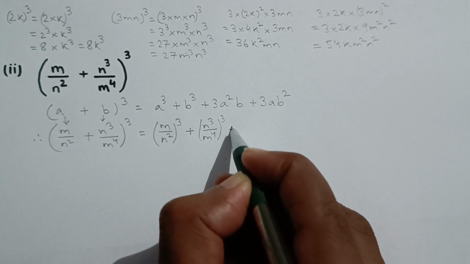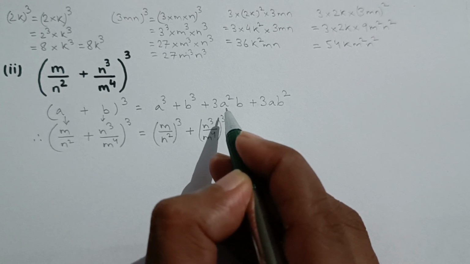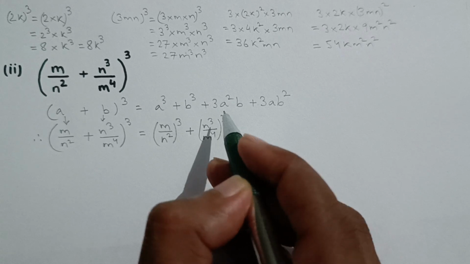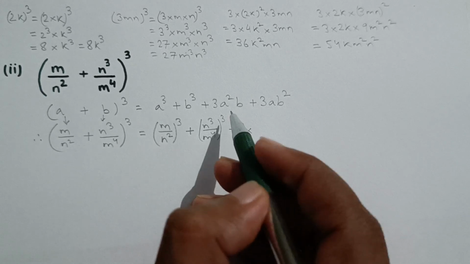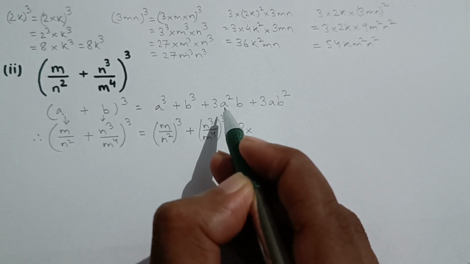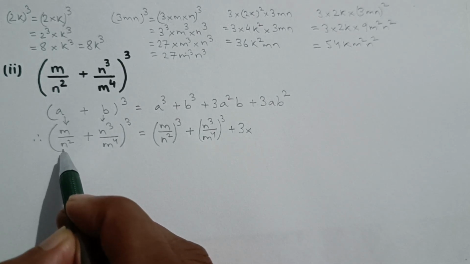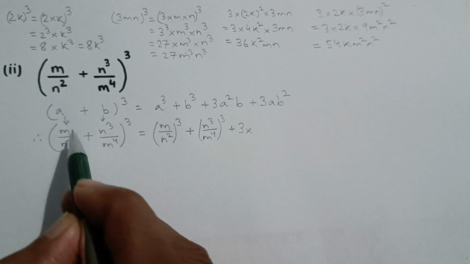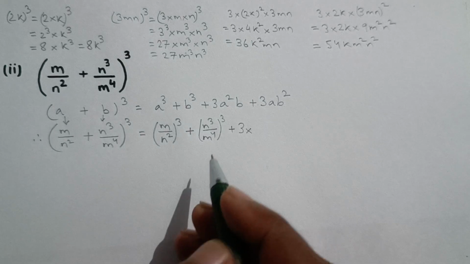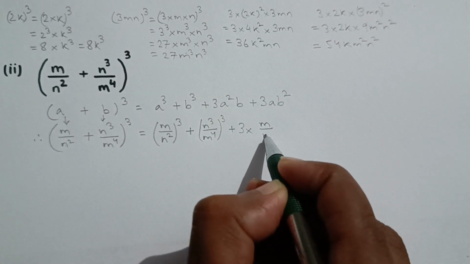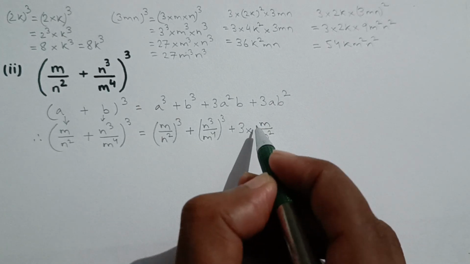Plus 3a square b. 3a square b means 3 into a square into b. So 3 into a square. Now a is m upon n square. So instead of a, I will write m upon n square. Now a is getting squared, so this expression will also get squared.